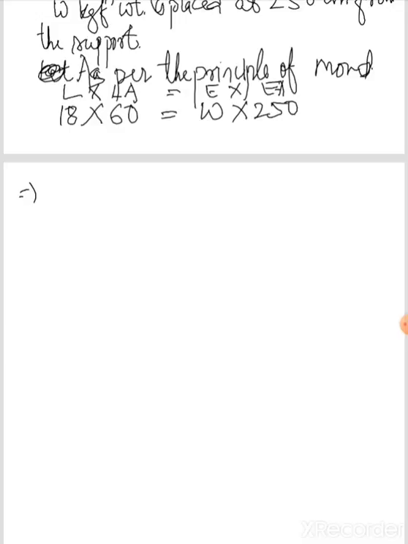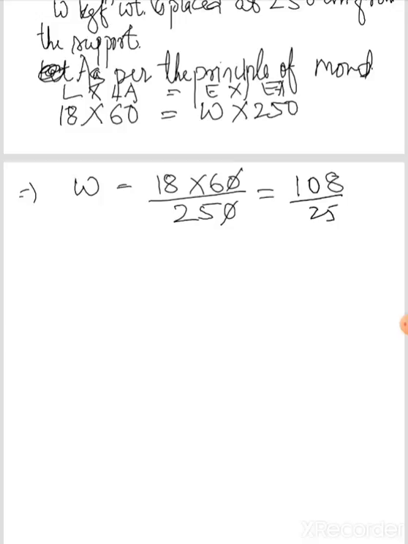I get W equals 18 into 60 divided by 250. So 0 gets cancelled here. 6 8s are 48, 6 1s are 6 plus 4 is 108 divided by 25. So when you divide that, you will get 4.32 kgf. So that is the W. Alright, clear?